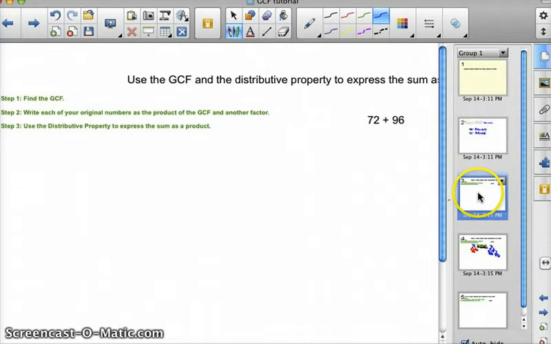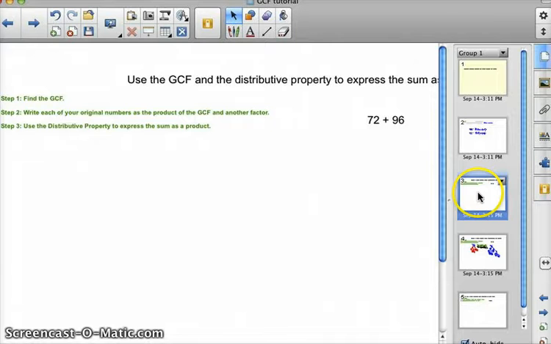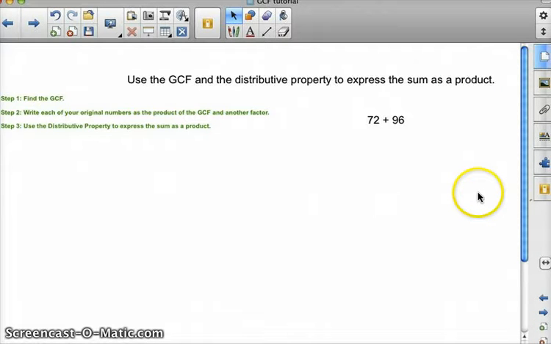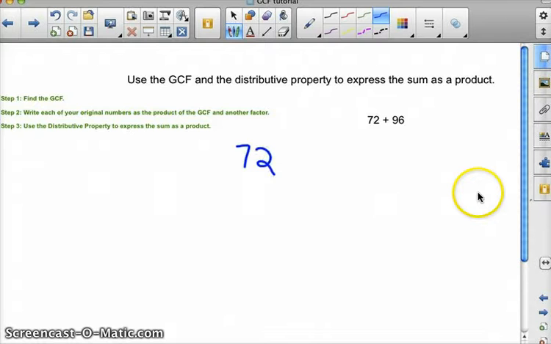Okay, so the problems on your homework tonight say use the greatest common factor in the distributive property to express the sum as a product. Okay, so there's 3 steps we're going to do this. Step number 1 is find the greatest common factor. So we need to find the greatest common factor of 72 and 96.